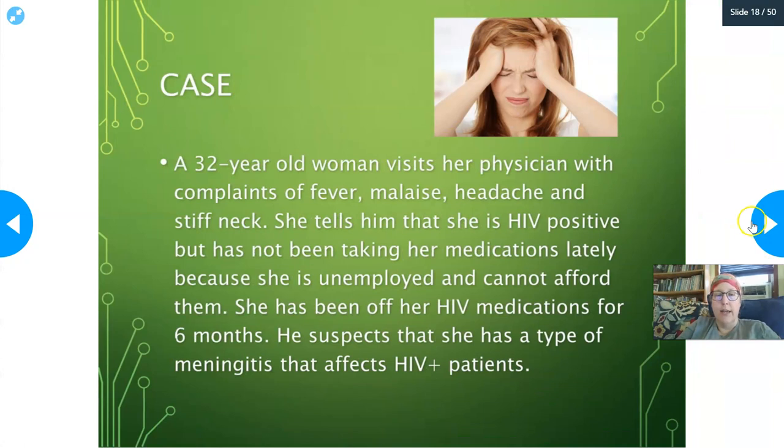Okay, so let's look at our second case. So this is a 32-year-old woman that visits her physician with complaints of fever, malaise, headache, and a stiff neck. So again, this, by the way, is a syndrome, okay? She tells him that she is HIV positive, but has not been taking her medications lately because she is unemployed and cannot afford them. She has been off of her HIV medications for 6 months, and he suspects that she has a type of meningitis that affects HIV positive patients. So this syndrome, fever, malaise, headache, and stiff neck, is a syndrome that indicates meningitis.